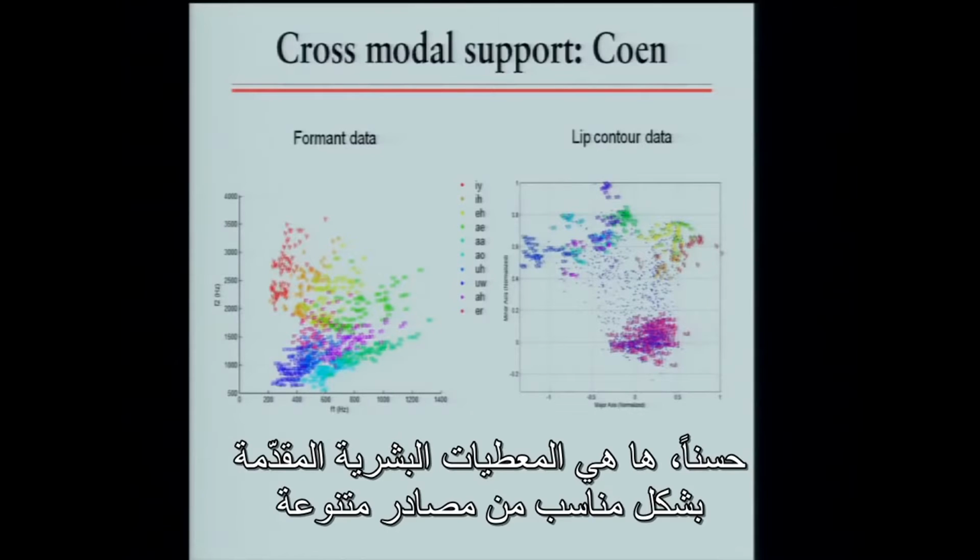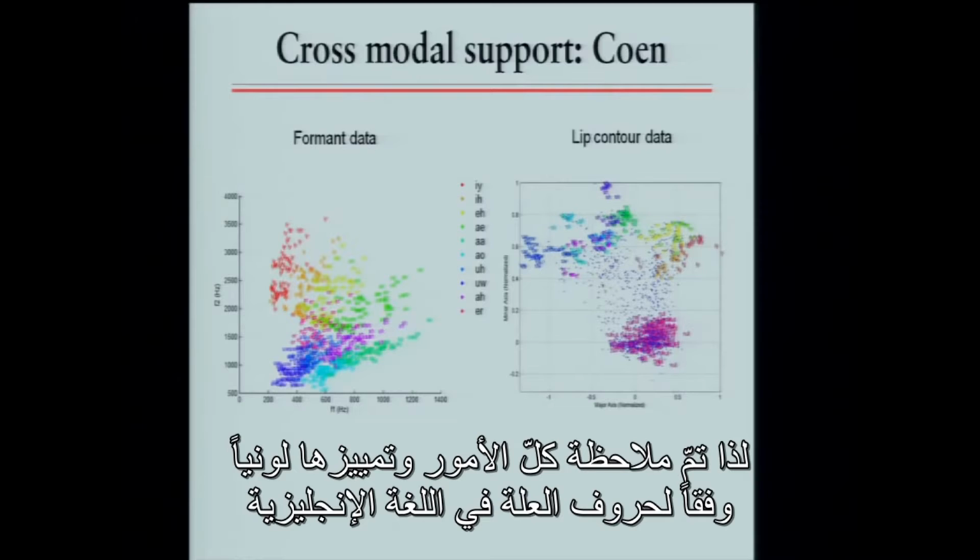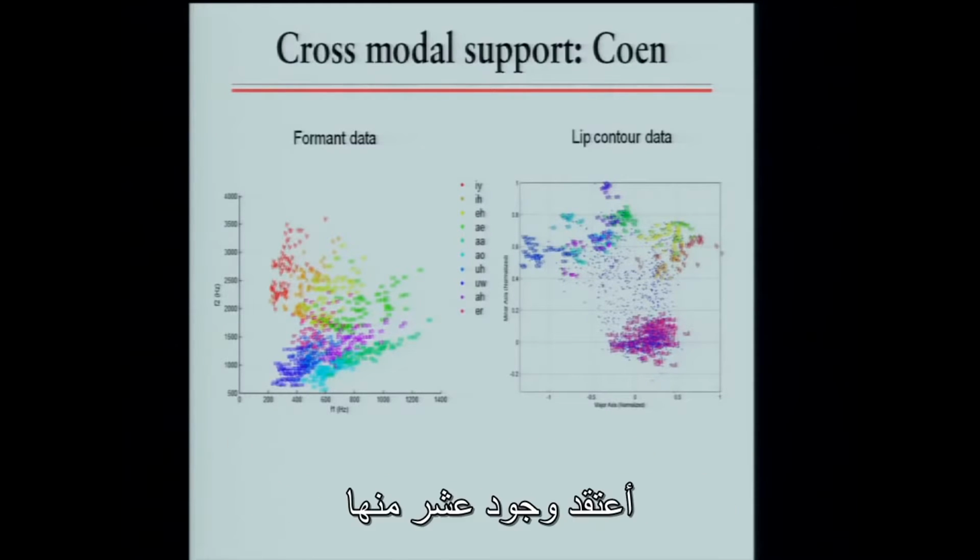Well, there's the human data, conveniently provided by a variety of sources, including Michael Cohen's wife, who produced the lip contour data on the right. So that's all marked up and color-coded according to the particular sound, to the particular vowels in English. I guess there are 10 of them.